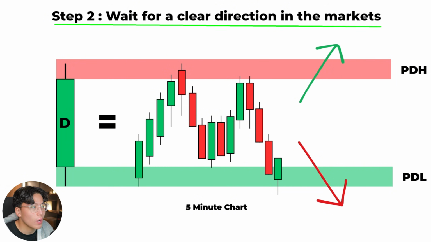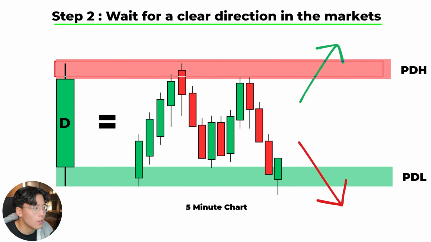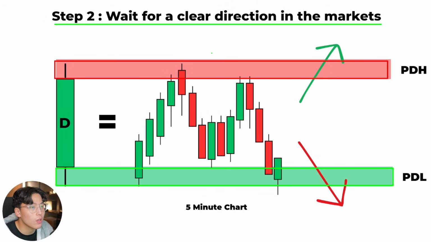Step number 2 is wait for a clear direction in the markets. So as you can see, we have our key levels boxed in, we have our previous day highs, we have our previous day lows. Now what we want to do is wait for a clear direction. A clear direction in the markets is waiting for the break above your previous day highs. So we want to see that push above your high for continuation towards the upside, or we want to see a break below your previous day lows and continuation lower. So there's two different things that we're going to be looking for here. As I mentioned, a break above the previous day highs for continuation, or a break below your previous day lows for a continuation lower. So now let's go on to the next step.